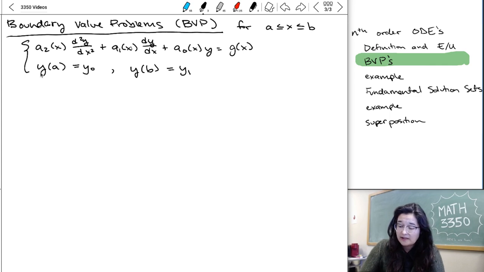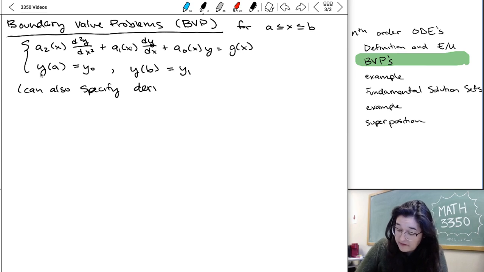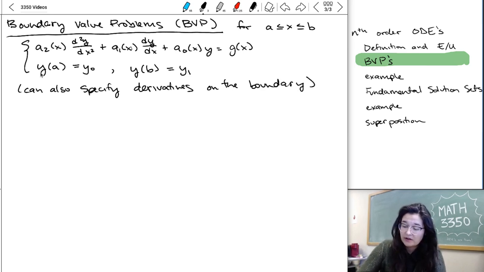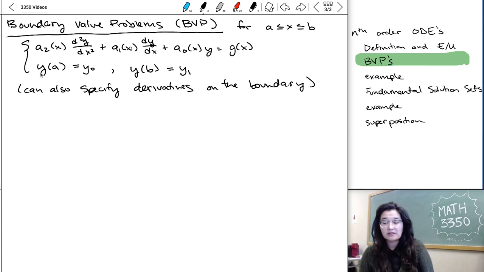It would also be possible to specify derivatives on this boundary. So I could have done y prime a equals y0, y prime b equals y1. That would also be fine. I still end up with two conditions.